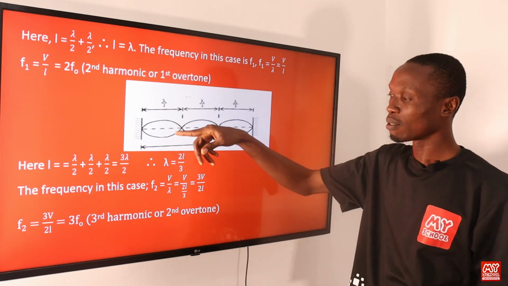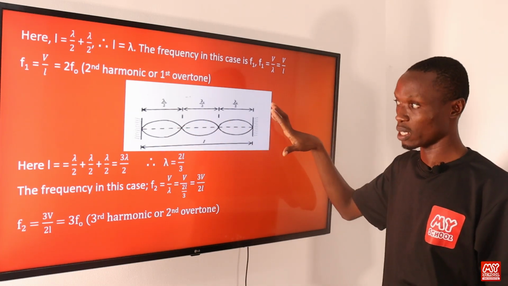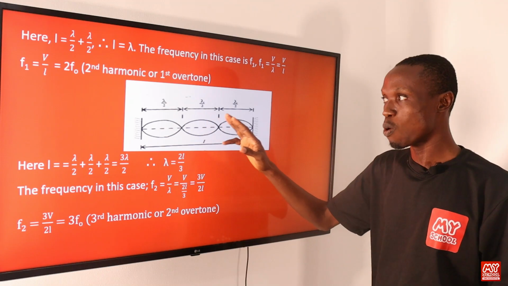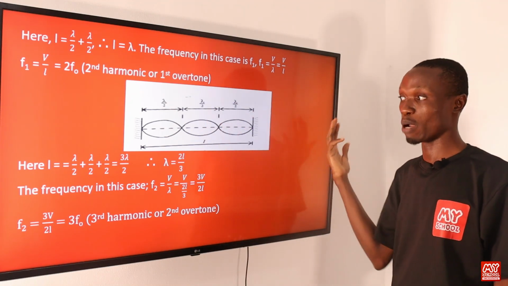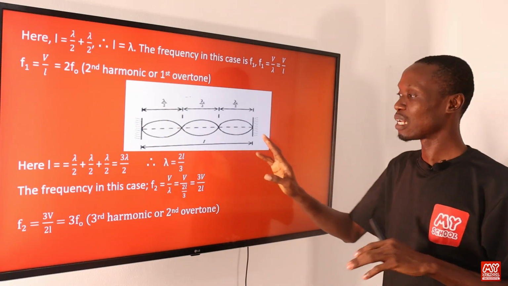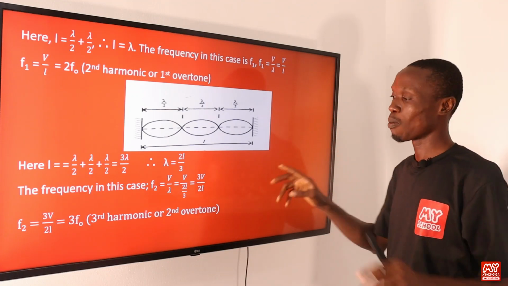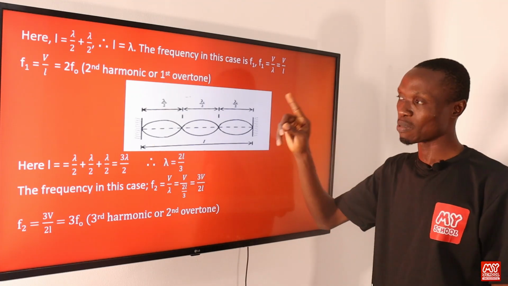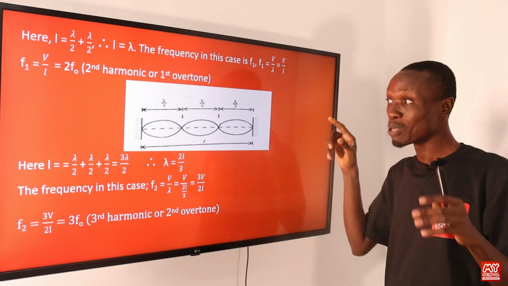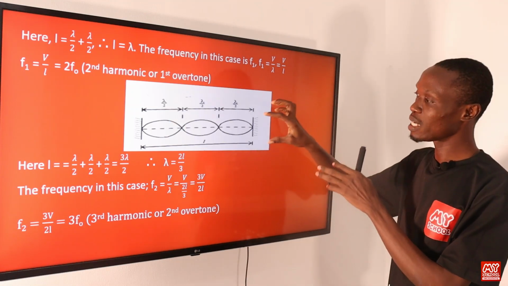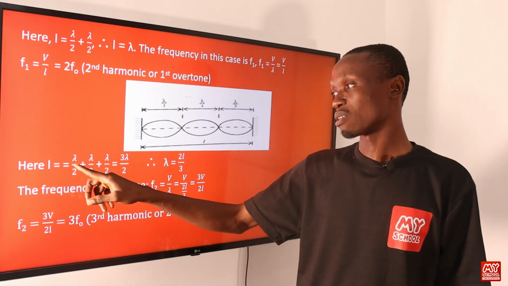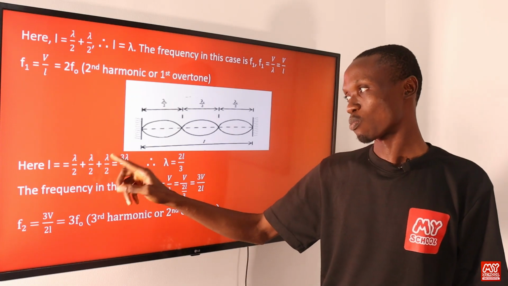Okay, so the same string can as well be touched again to create 3 loops, right? But remember, each of the loops is equal to lambda divided by 2. Nothing has altered the length of the string, so the length still remains the same, which is L. But in this case, L is now equal to lambda/2 plus lambda/2 plus lambda/2, because we now have 3 loops.